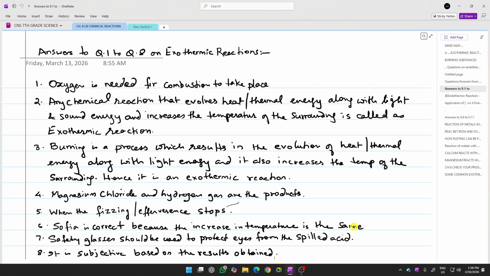So the rise in temperature being the same, Sophia's statement is correct, because Sophia's statement is that in both the cases the rise in temperature is the same, 24 degrees centigrade, and the same amount of chemical energy is converted into thermal energy. So the right answer is that Sophia's statement was correct, not Marcus' statement. Now let us go to question number 7.